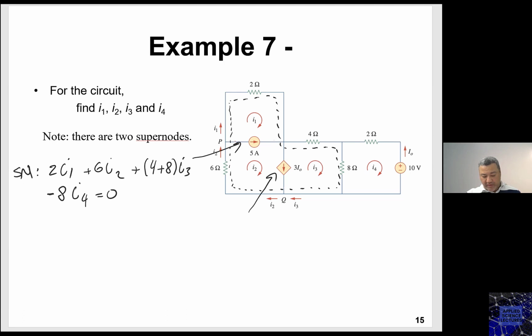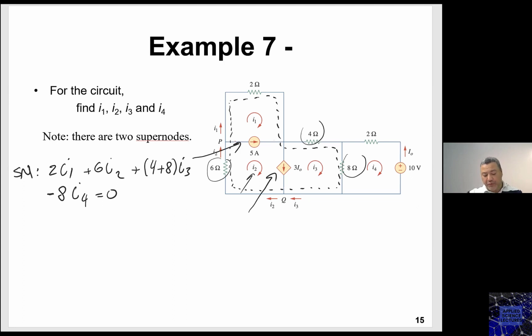So again, 2 ohm is for I1, 6 ohm is for I2, and 4 and 10 are for the I3, and then you have 8 being shared. You must not forget this one.